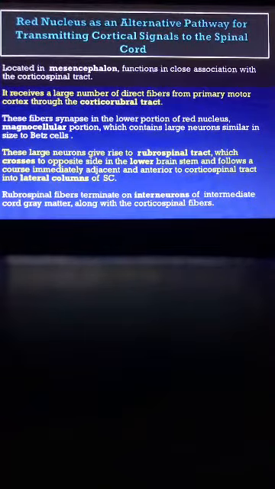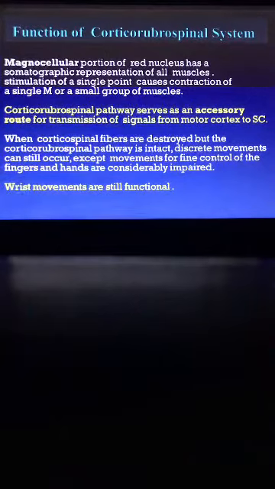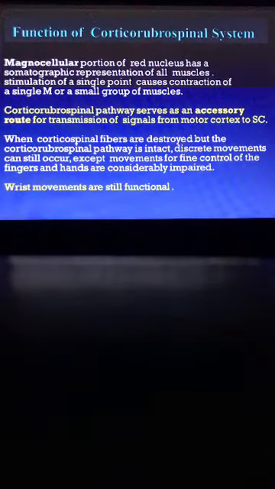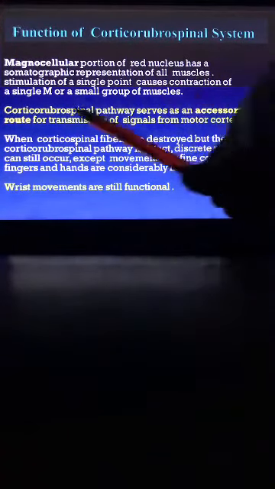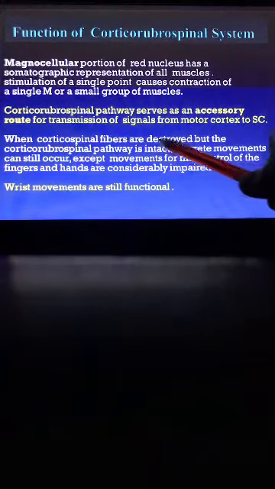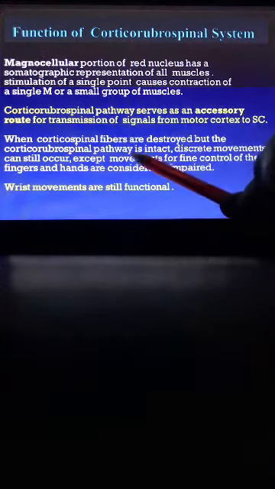نفس نهاية الcorticospinal tract. The functions of the corticorubral system: the magnocellular portion of the nucleus has a somatotopic representation of all muscles. Stimulation of a single point causes contraction of a single muscle or group of muscles. The corticorubrospinal pathway serves as an accessory route، يعني مجاور ومكمل إضافي. When corticospinal fibers are destroyed but the corticorubrospinal pathway is intact.